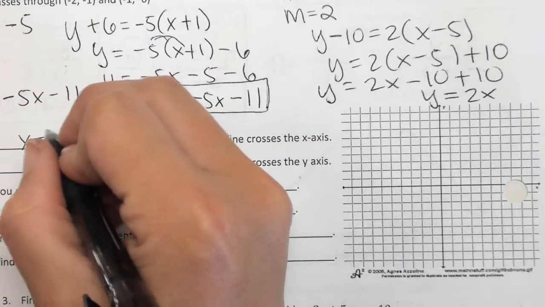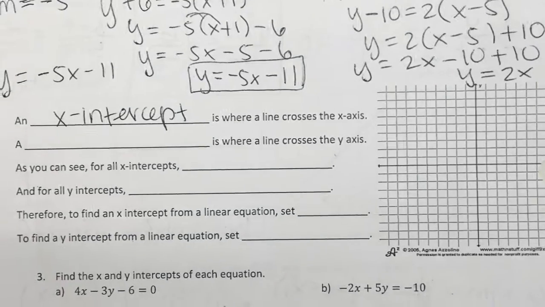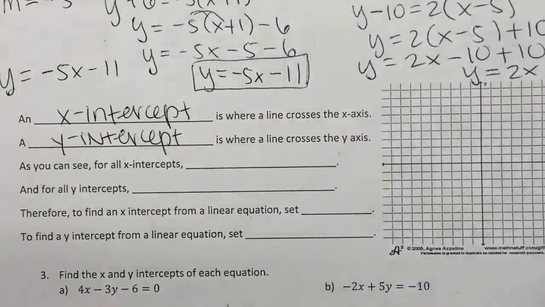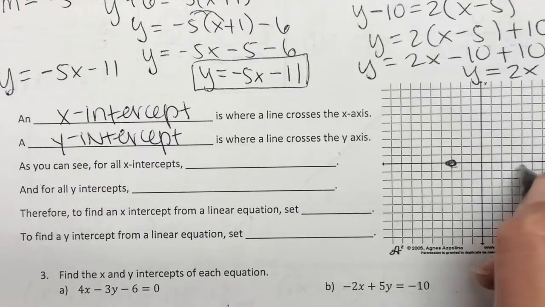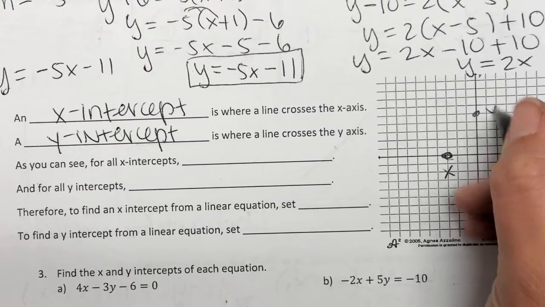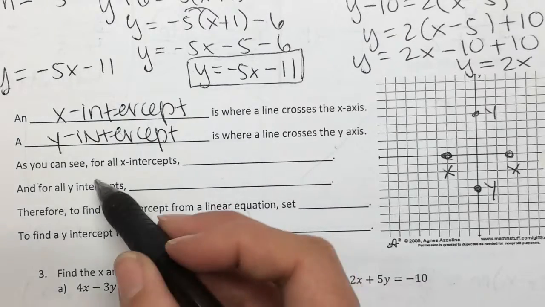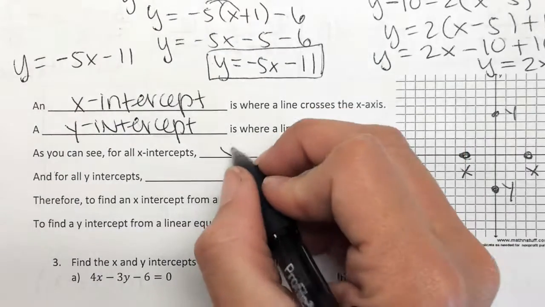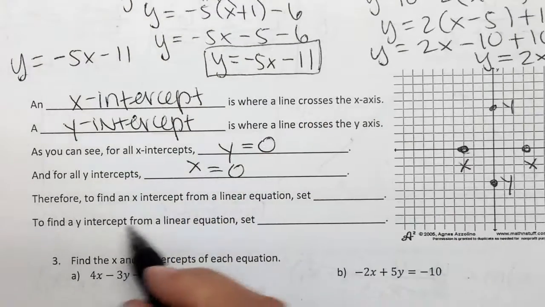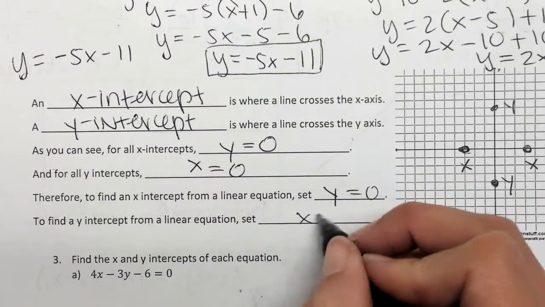So an x-intercept is where a line crosses the x-axis. A y-intercept is where it crosses the y-axis. And I just put this here for us to draw pictures on. If you'd like to remember, these are x-intercepts, these are y-intercepts. And we talked about for all x-intercepts, y is 0. For all y-intercepts, x is 0. So to find an x-intercept, set y to 0. To find a y-intercept, set x to 0.